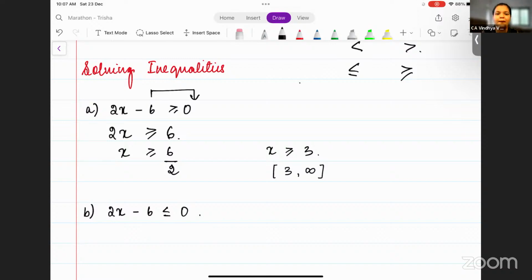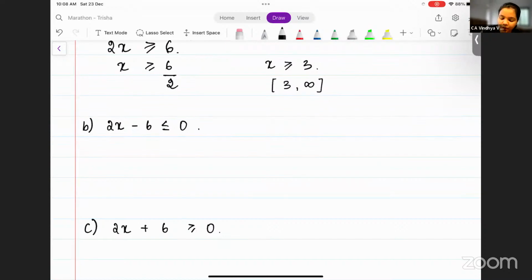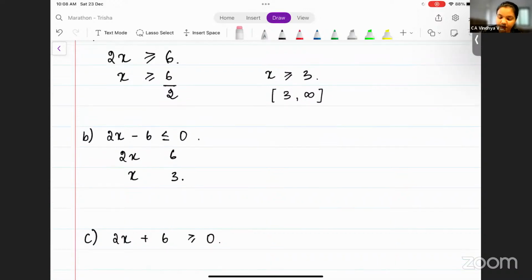Moving on to the next example. If you observe, it's similar to the previous one, but the only change is the sign, that is the inequality. In the first question, it was greater than or equal to. In the second question, it is less than or equal to. So if you solve this, you'll get 2x less than or equal to 6, which means x is less than or equal to 3.